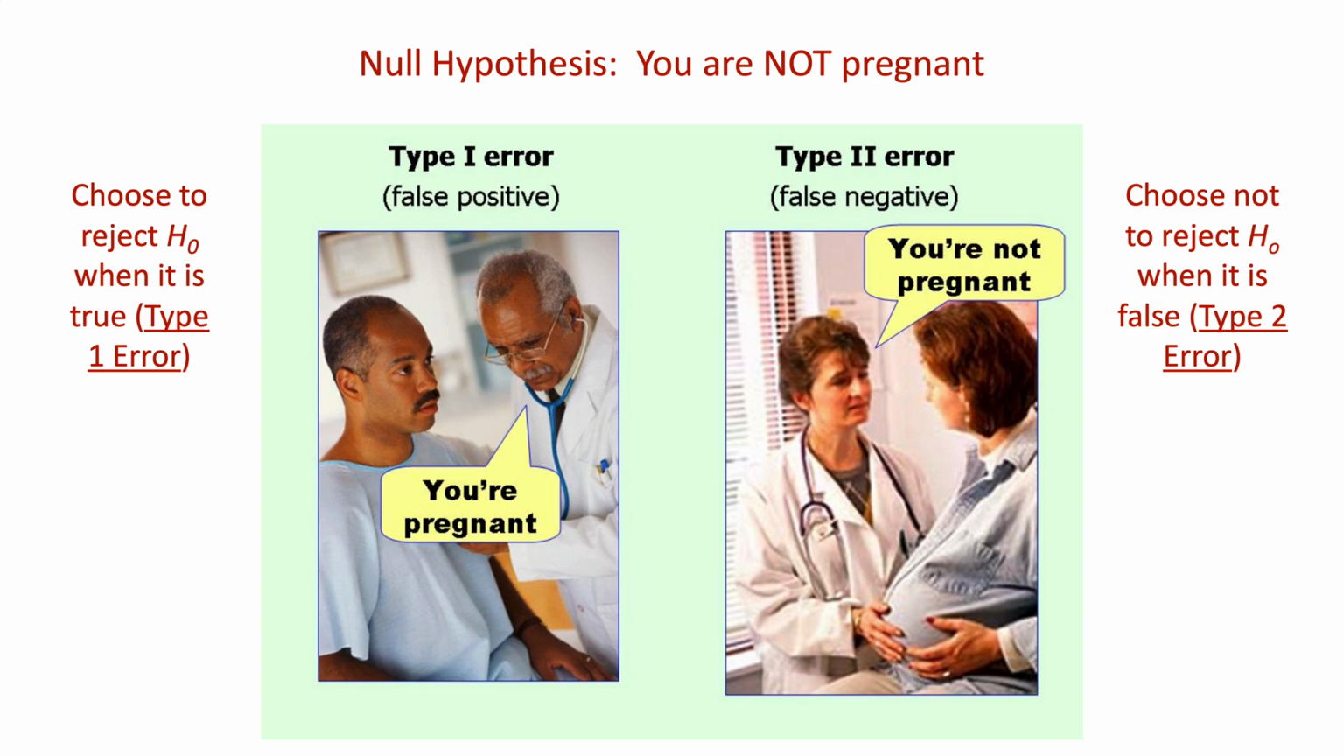The null hypothesis is that you are not pregnant. So the doc looks at him, and it's a false positive. He looks at a man, and he says, you're pregnant. He's choosing to reject the null hypothesis when it is true. He is obviously not pregnant, but he's saying you are pregnant. That's not possible. That's a false positive. That's a type 1 error.